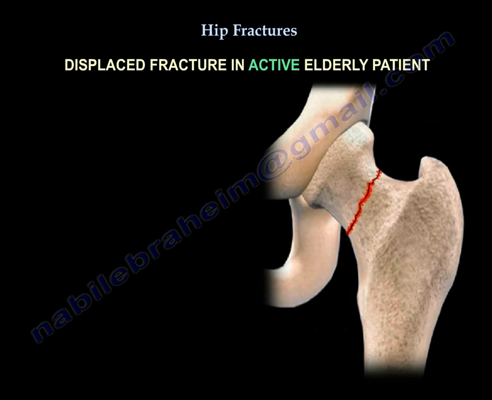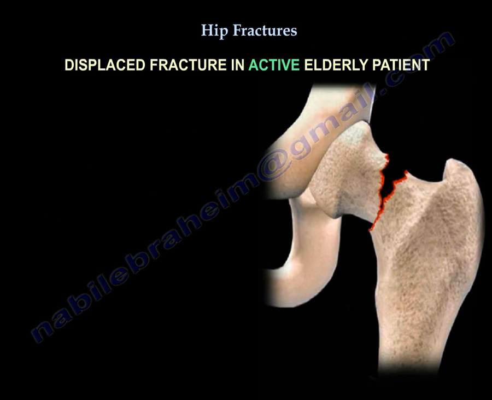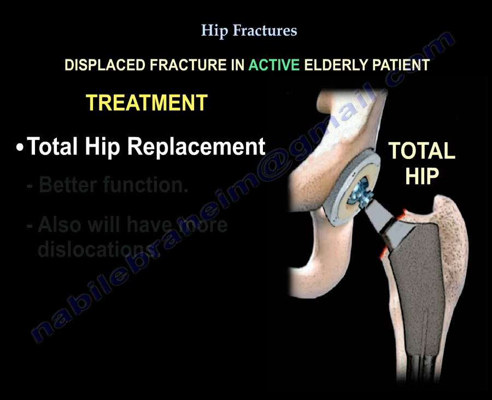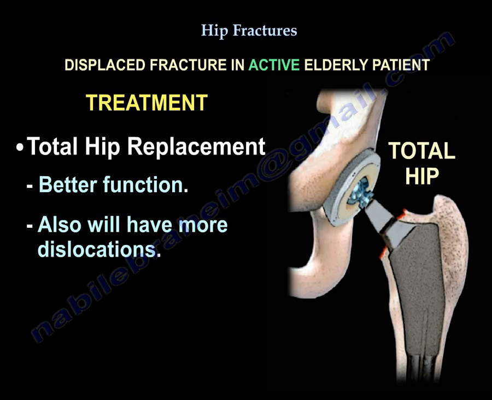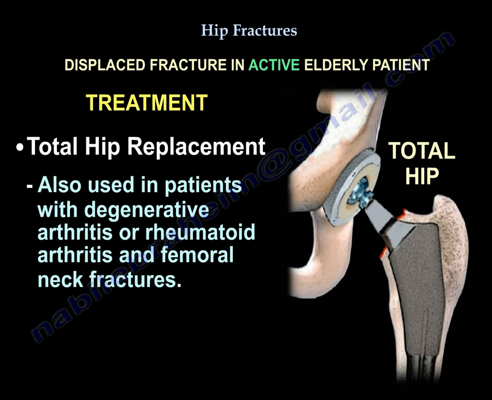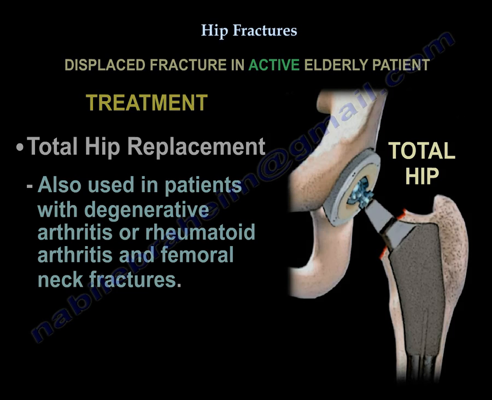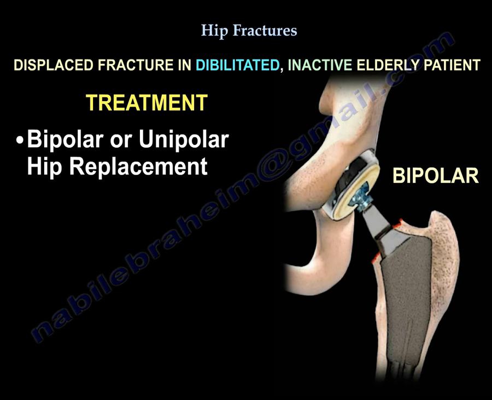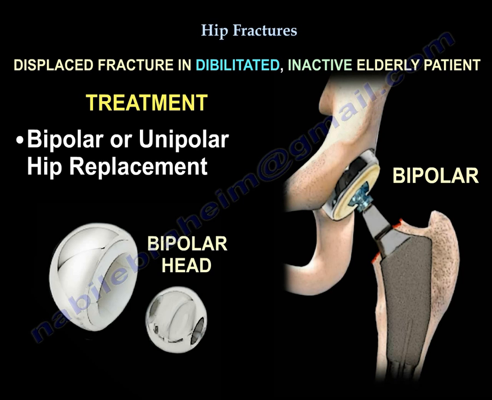Displaced fracture in an active elderly patient will be treated by a total hip replacement because you will have better function, but you will also have more dislocations. It's also used in patients with degenerative arthritis or rheumatoid arthritis and femoral neck fractures. Displaced fracture in the elderly and the patient is debilitated, you will do bipolar or unipolar.